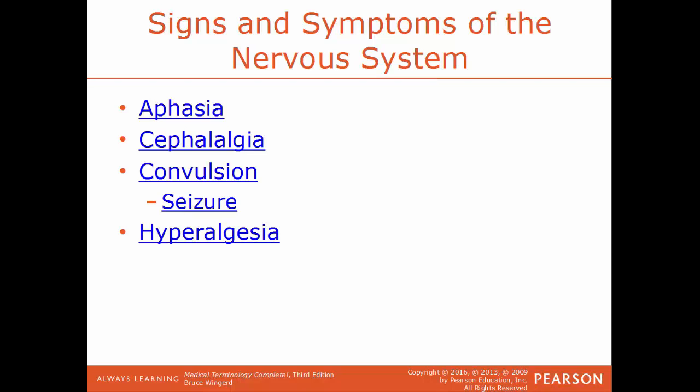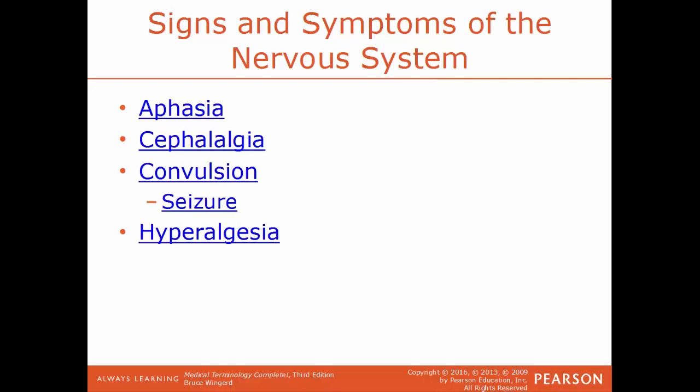Alright, some particular signs and symptoms of the system. The first one, aphasia. This is the loss of ability to express speech or to understand speech. Cephalgia. This is a pain in the head, so another term for a tension headache. Usually occurs on the back of the head. Convulsion. Another term for a convulsion is a seizure. This is having sudden, violent, and irregular movements of the limbs.